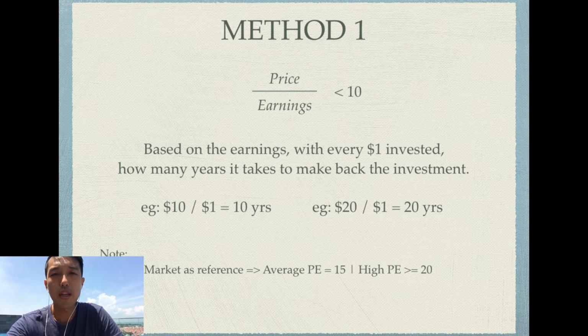A lower PE gives you an indicator that at that point in time, the price is pretty low in terms of PE ratio. Whatever capital you have invested, it takes you a shorter time to make back your investment, which is a good thing for investors because we want to make our money back as soon as possible. So this is the first valuation method that we use.